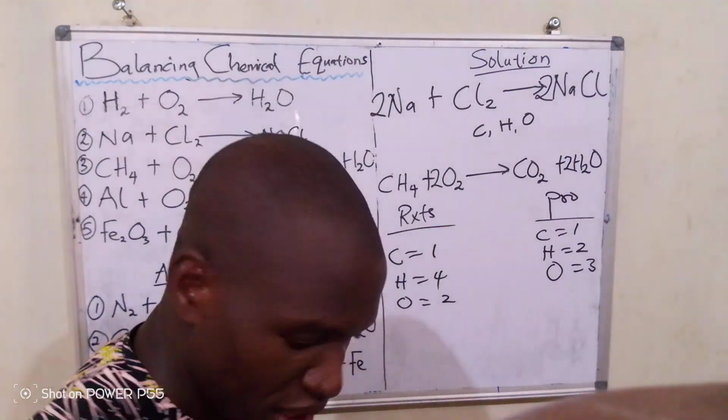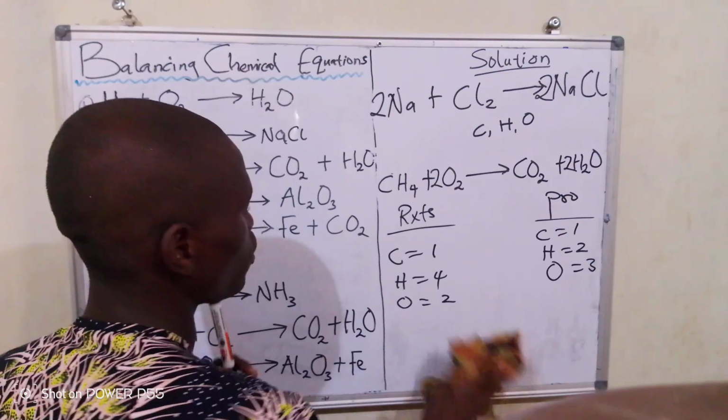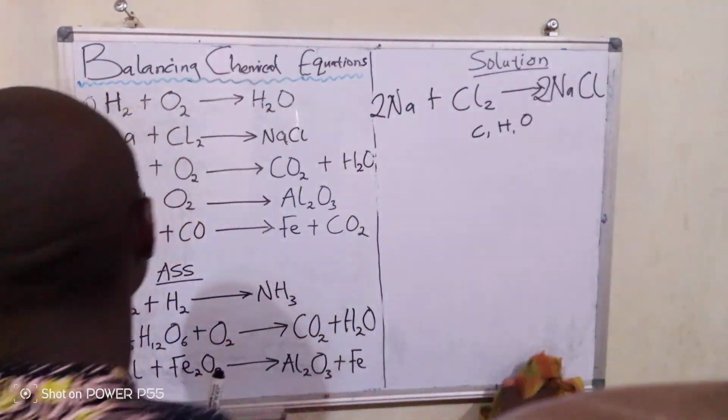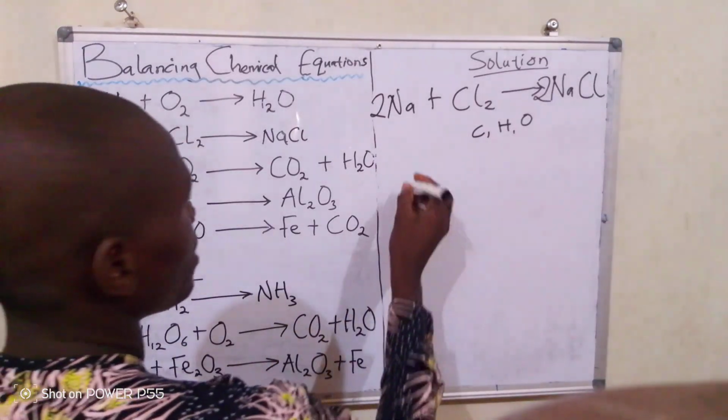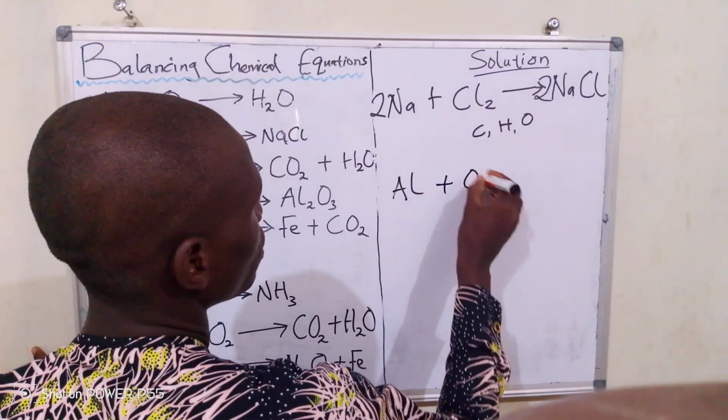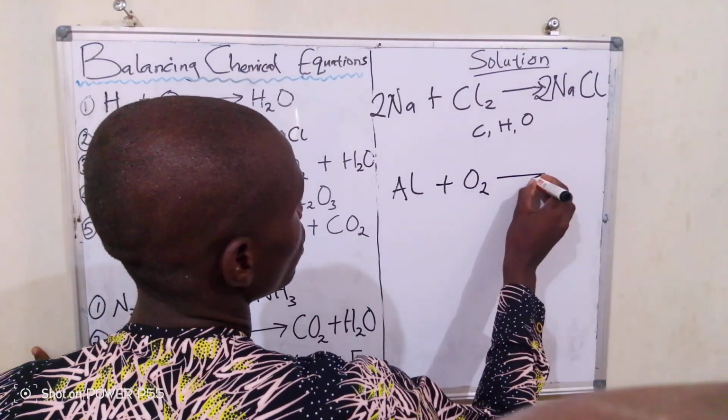Alright, I said I won't take much time. I want us to be fast and finish. So let's quickly go to the next one. The next one is also simple. Aluminium plus oxygen to give us aluminium oxide.